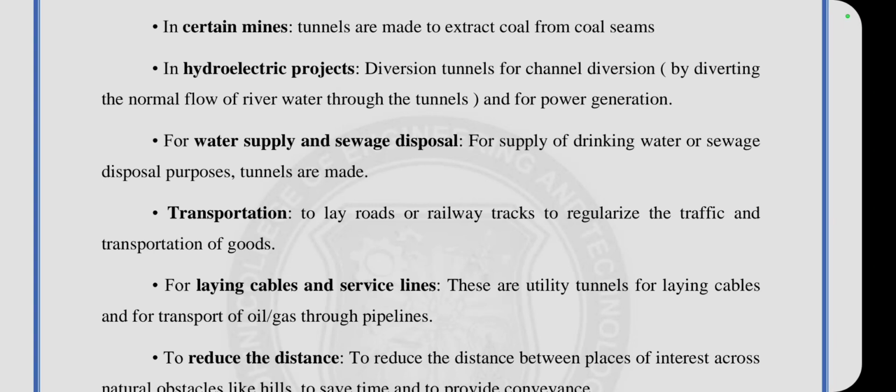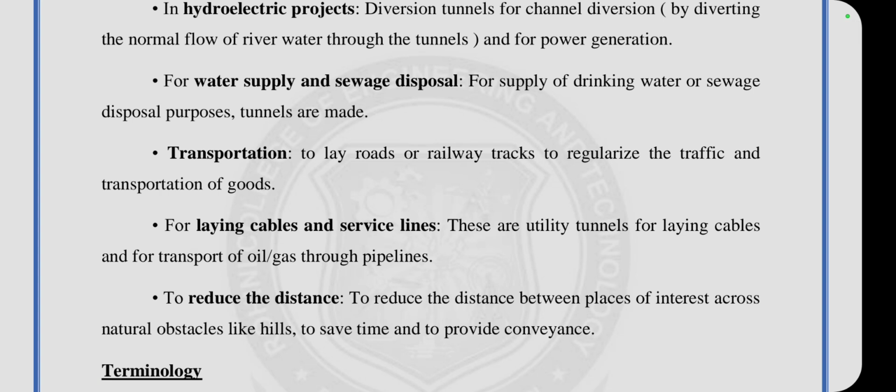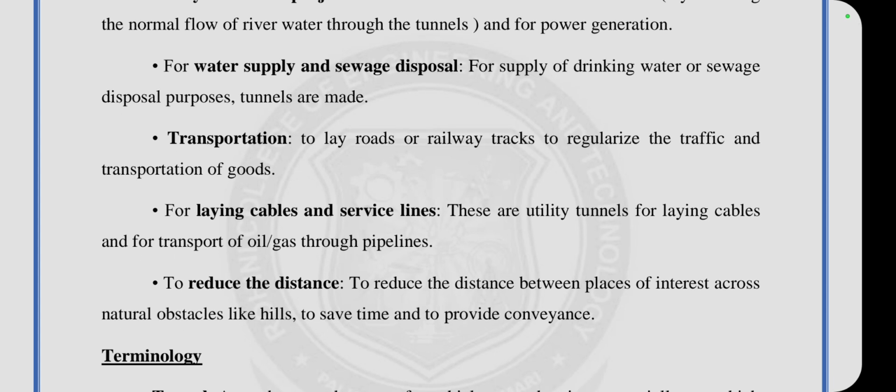Transportation: to lay roads or railway tracks to regularize the traffic and transportation of goods. Laying cables and service lines: these are the utility tunnels for laying cables and for transport of oil and gas through pipelines. Also to reduce the distance between places of interest across natural obstacles like hills, to save time and to provide conveyance.